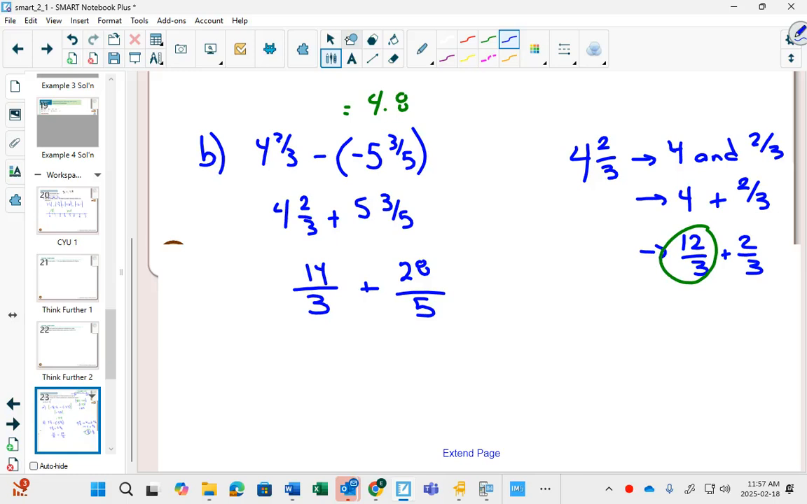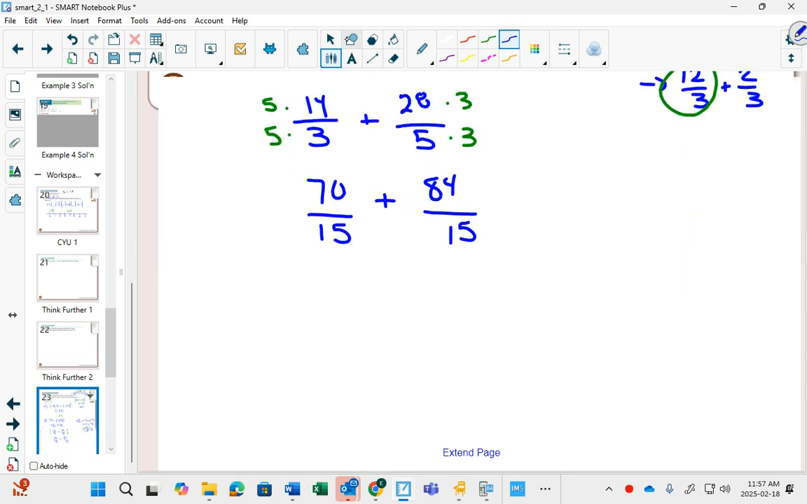Good? And then how do you add fractions? What's the rule for adding fractions? The denominators need to be the same. So I'm going to make these both 15, which means this one multiplied by 5 here also needs to multiply by 5 there, giving me 70. And this one multiplies by 3 there, which means I also multiply by 3 there. Gives me 84. And then this adds up to 154 over 15.